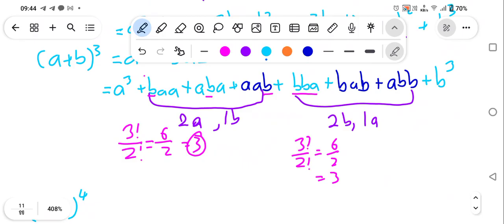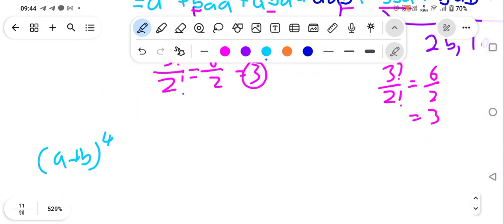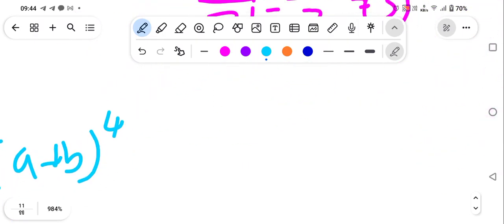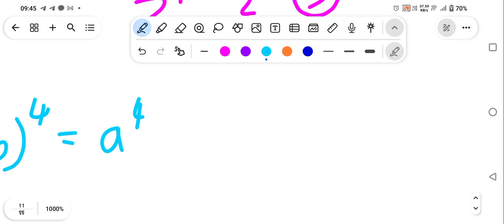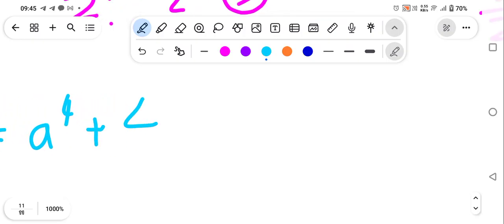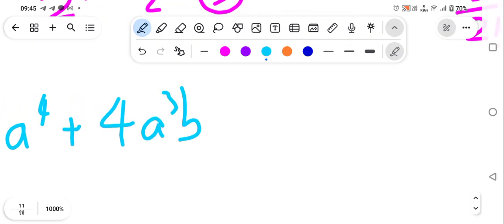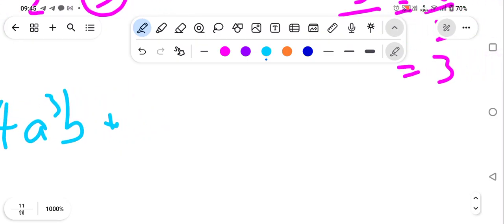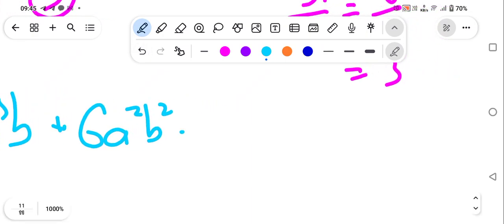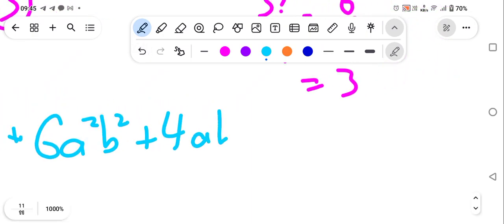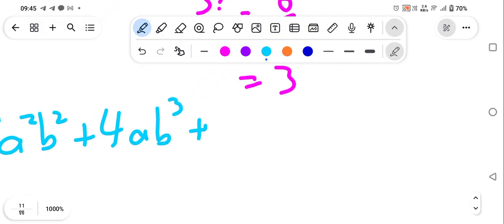Okay, you know what? I'm just going to expand the 4th power. But I'm not going to expand one by one, I'm just going to write the answer. It's going to be a to the power 4 plus 4a cubed b plus 6a squared b squared plus 4ab cubed plus b to the power 4.